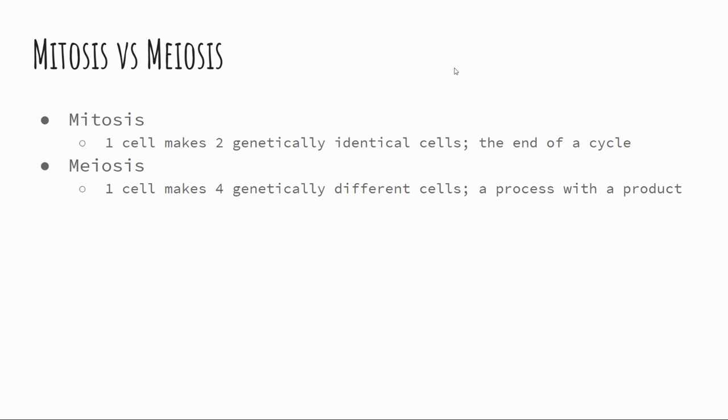All of the cells in an organism are going to replicate using mitosis with the exception of sex cells. Let's say that again. All of the cells in an organism are going to replicate using mitosis with the exception of sex cells. And of course, sex cells are gametes, and they're going to use the process of meiosis.